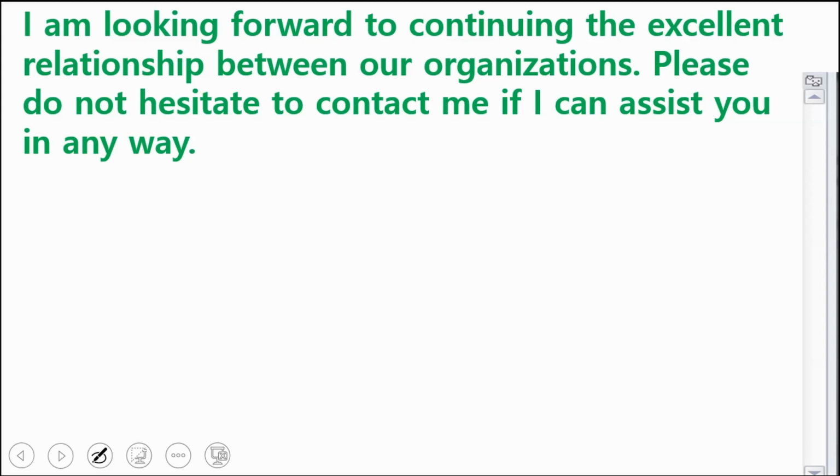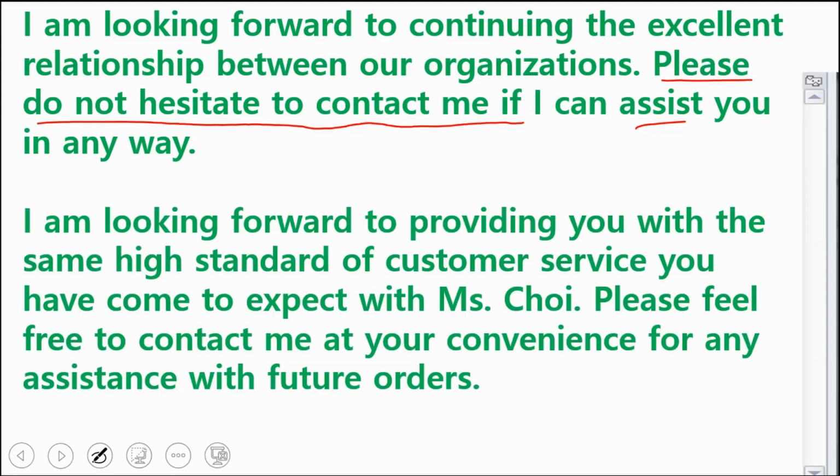Again, we're using a lot of these collocations that we learned in Unit 3, right? If I can assist you in any way. Assist, remember, is more formal than help. In any way, any possible way. You could also write this.